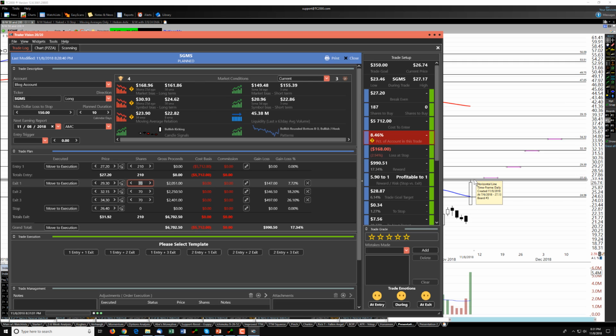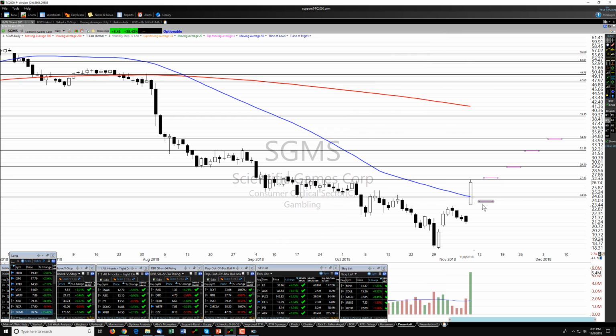If I got a pullback actually, I would want it to pull back down here close to the 50, and I would be looking to move my stop down below the 50 and my entry here just above the 50, if that in fact is what happened. So that's how I would look at SGMS.